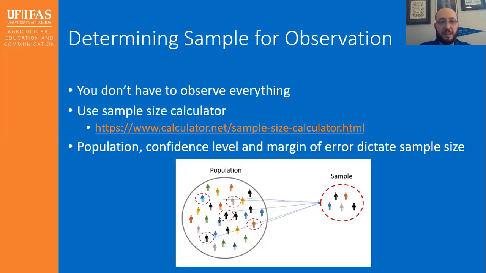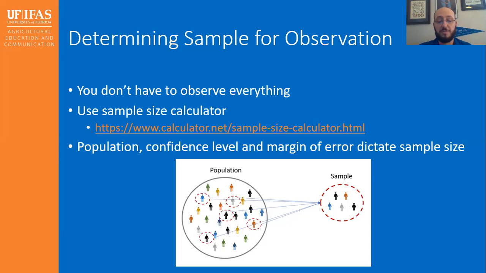So the question I always have is, how do you determine how many folks you have to observe? So the first point is, you don't have to observe everything. With observation, you would approach it the same way you would research. One of the tools that I use to determine how many folks that I need to observe is the sample size calculator. And they just simply ask for, what is your population? So for, let's say, 4-H, how many students would be in your program or in the club? And then based on the confidence level and the margin of error, it'll tell you what the sample size is.